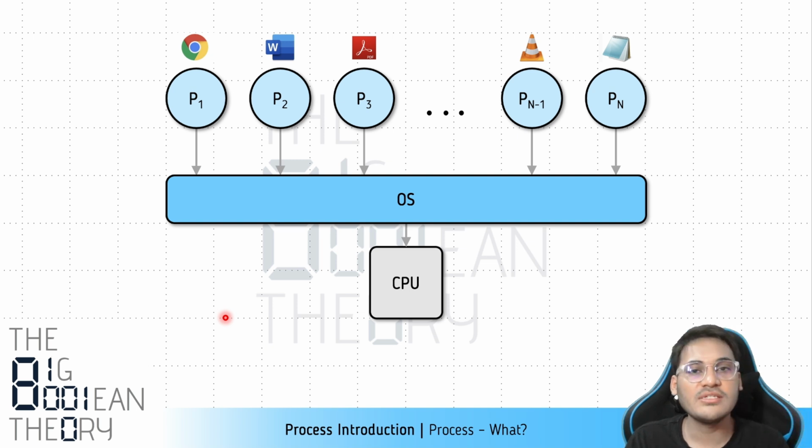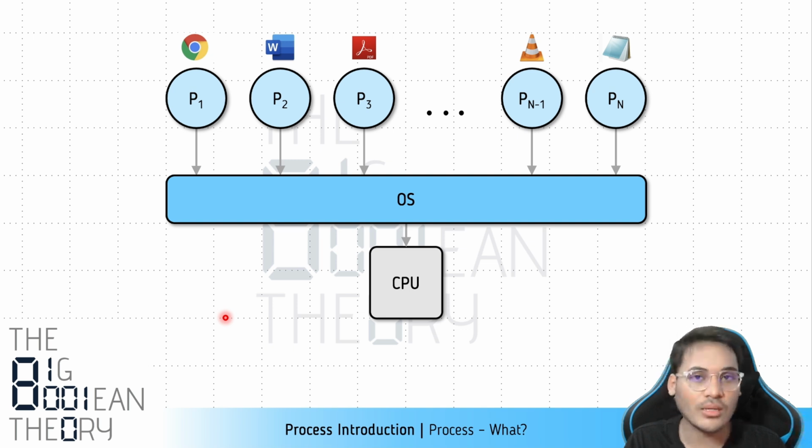Now, the very first thing that the operating system must do is that it must be aware of all the computer applications that are there in the system. Only then can it share the CPU among them. So the operating system has to keep track of all the running programs in the system. And this concept of a running program is what we call a process. So what is a process? It's a very simple thing. It's a running program.